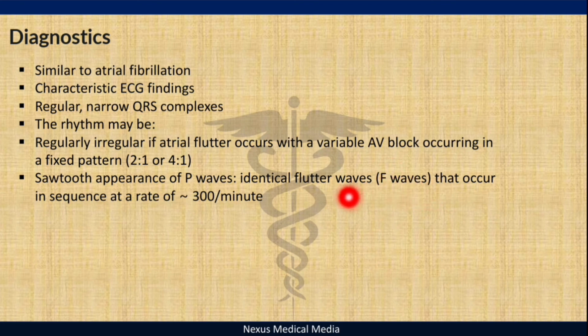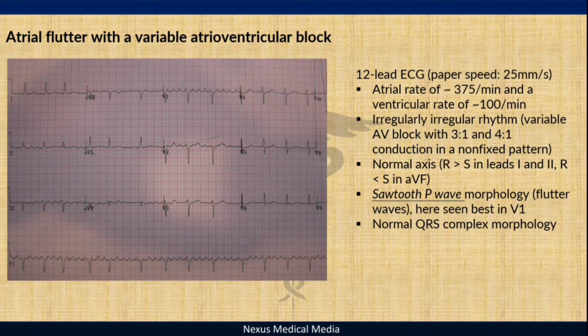So they occur in sequence at the rate of approximately 300 per minute, right? So you can see here the atrial flutter, right? With an explanation, you can pause and look at this ECG.